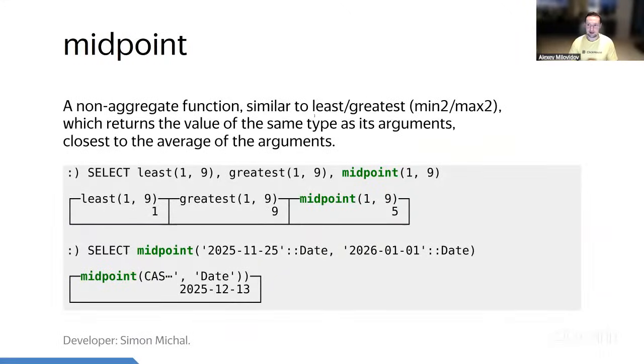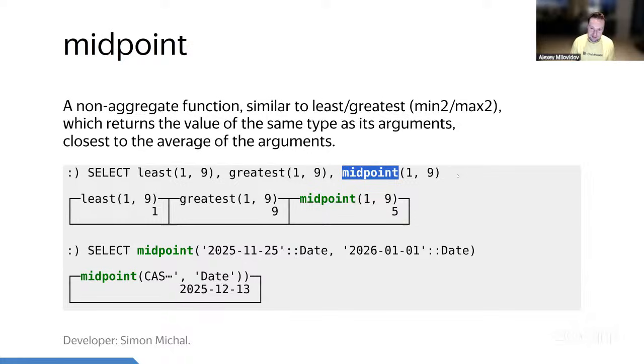What else? Oh, another function. This function is named midpoint. It is a regular function, so not a window function, not an aggregate function, just a regular function. And it is similar to other functions like least and greatest. And you know that least takes a few arguments and returns the least one. In this example, the greatest returns the greatest one. And midpoint, easy to guess, it returns a midpoint.